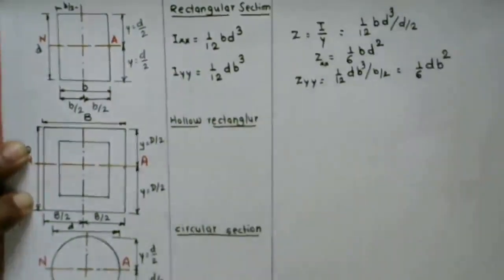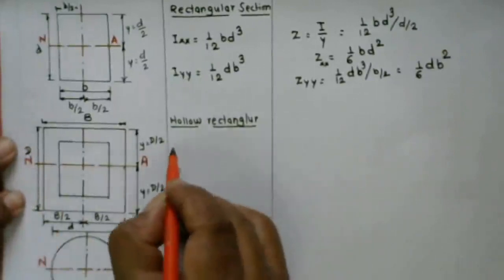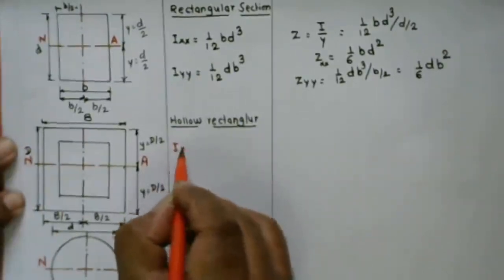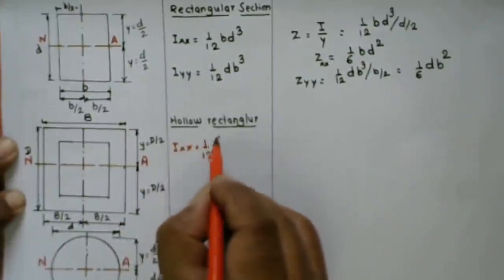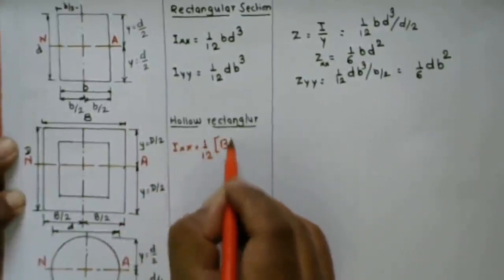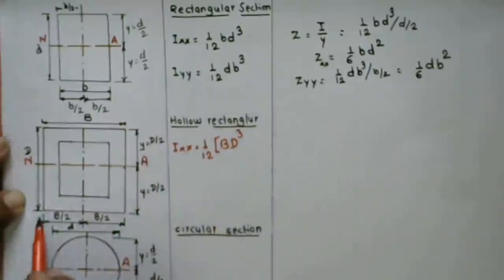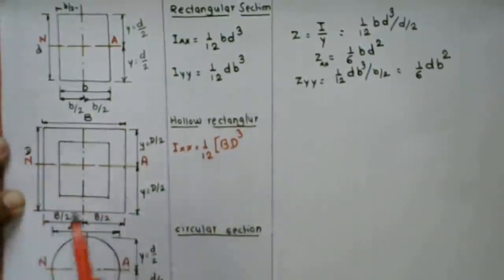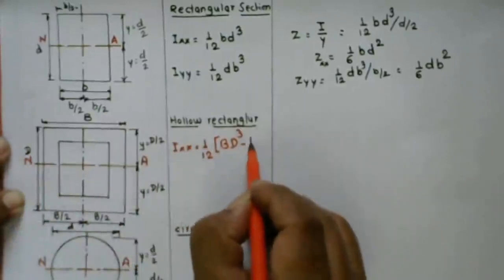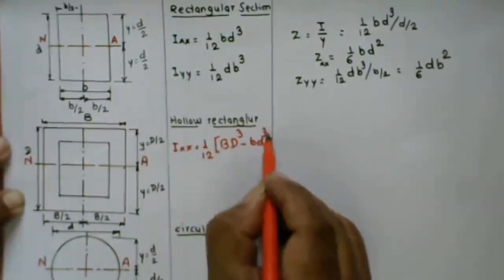Now the next section is the hollow rectangular section. For the hollow rectangular section, Ixx is equal to 1/12 in bracket capital BD cube, where capital B is the outer width, capital D is the depth, minus small bd cube.